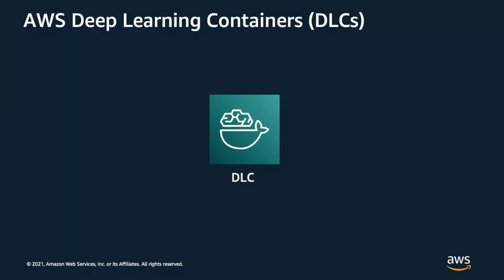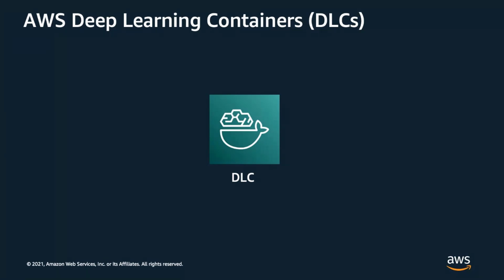Let's dive a little bit deeper into deep learning containers. DLCs provide a set of libraries and packages to train and serve models in TensorFlow, PyTorch, and MXNet across several different platforms like EC2, EKS, ECS, as well as our managed ML service, SageMaker. We integrate AWS optimized framework binaries and packages into these containers.